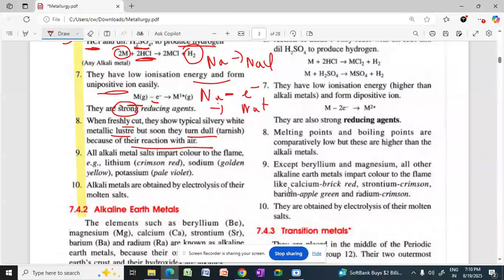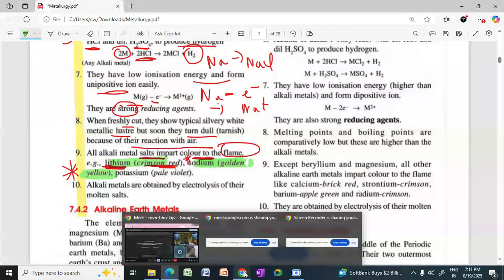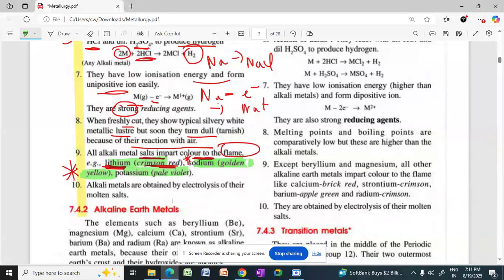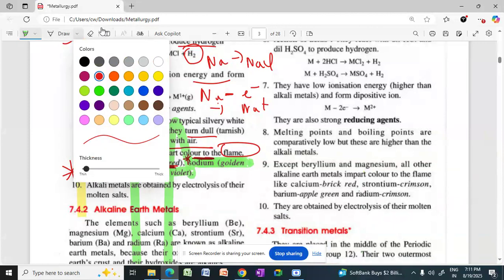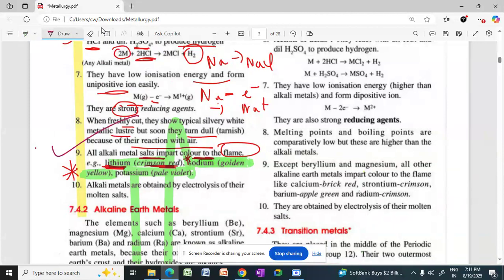A very important special point about alkali metals is that all the alkali metals impart color to the flame. For example, lithium imparts crimson red color to the flame. Your sodium imparts golden yellow color to the flame, which is also important. Next, potassium imparts pale violet color to the flame. Lithium imparts crimson red, sodium golden yellow, and potassium pale violet.